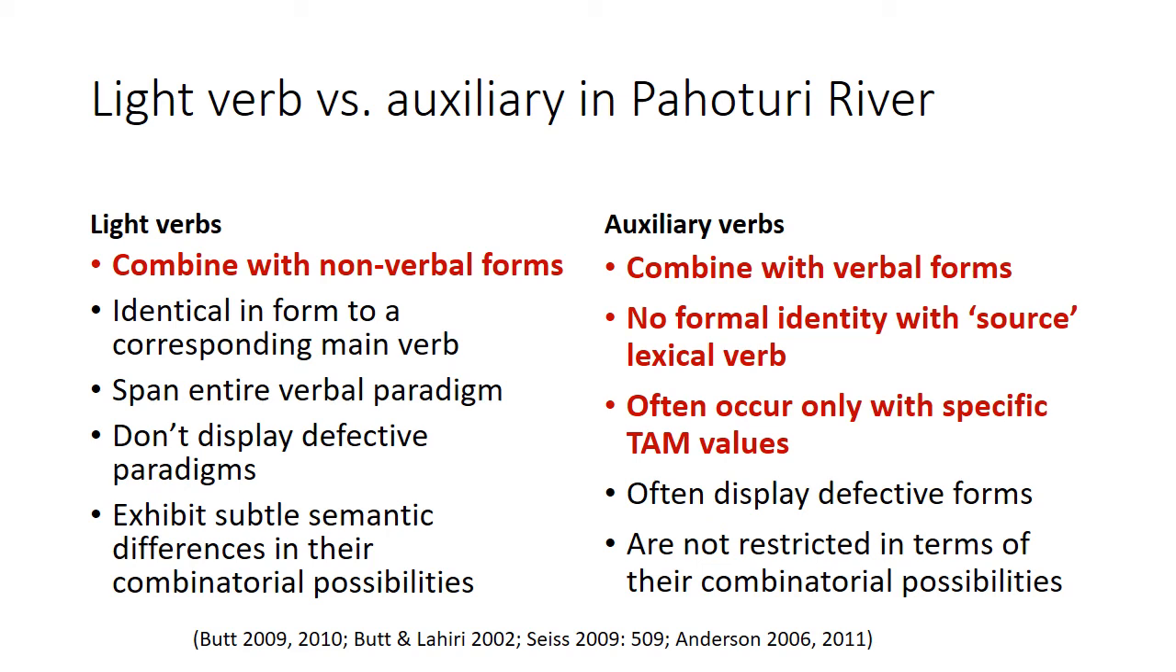The Pahoturi River inflecting forms show a correspondence to auxiliary verbs as well, in the sense that there are specialized forms for different TAM values. One root plus suppletive alternance is used for the present progressive, and then two different roots, again with suppletive allomorphs, are used for the non-present tenses. One for imperfective and one for perfective aspect. But there is clearly the specialization across TAM categories.